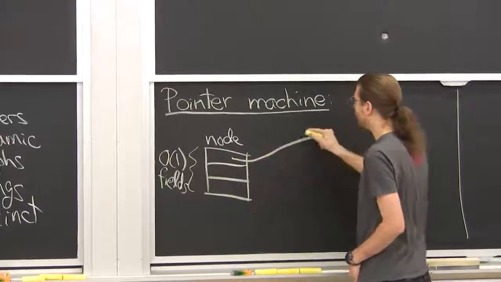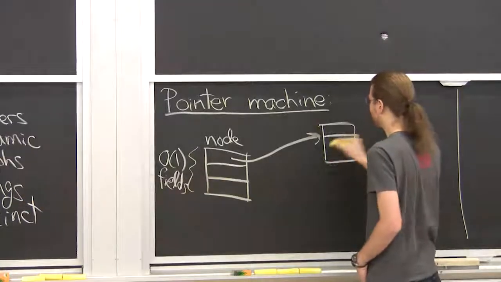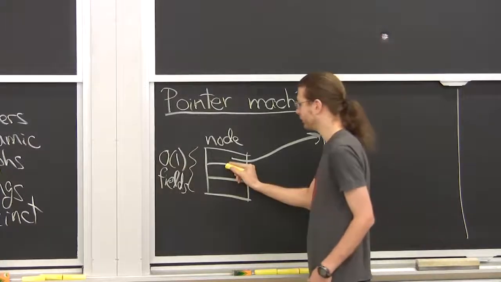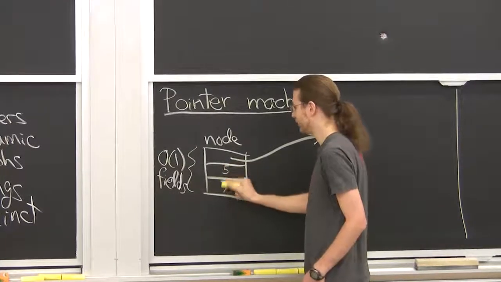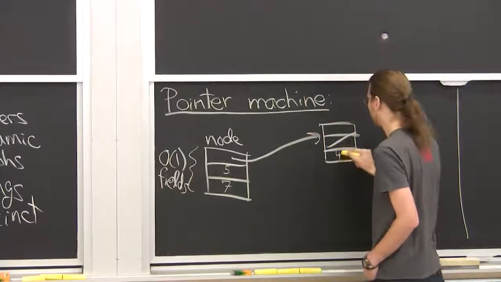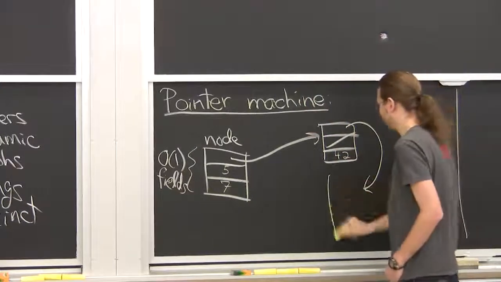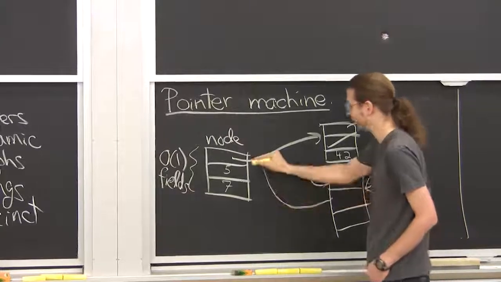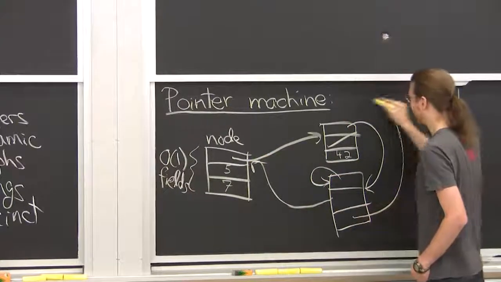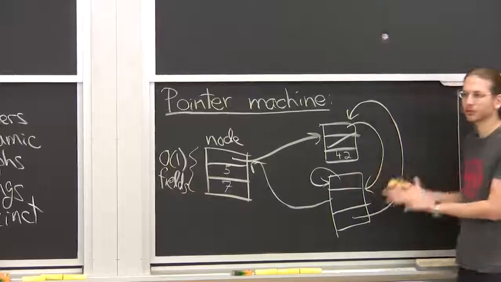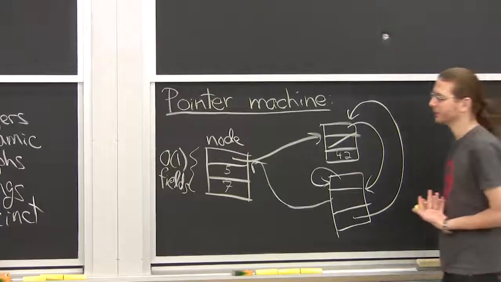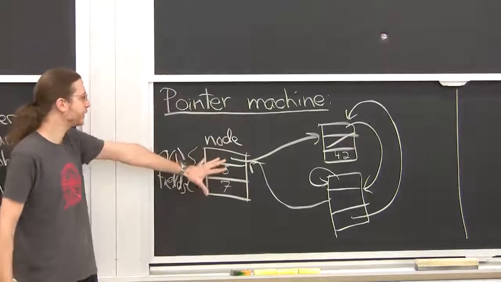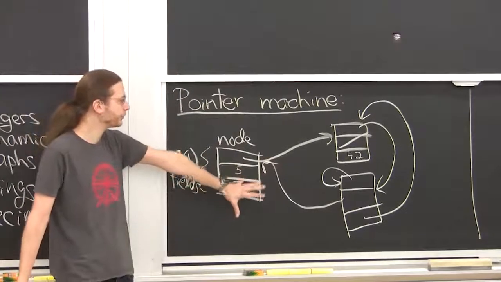Each of the fields could be a pointer to another node, could be a null pointer, or it could have some data in it. So I'll just assume that all my data is integers. I don't know, you can have a pointer to yourself. You can have a pointer over here, whatever you want. That's what a pointer machine would look something like this. And at any moment, this is the state of the pointer machine. So you think of this as what the memory of your computer is storing.